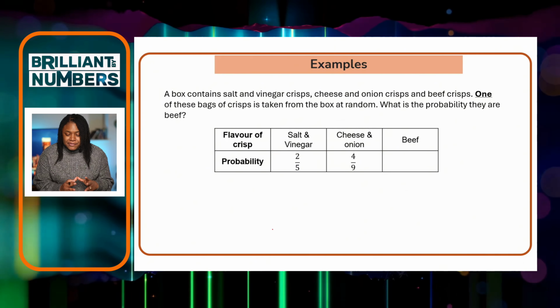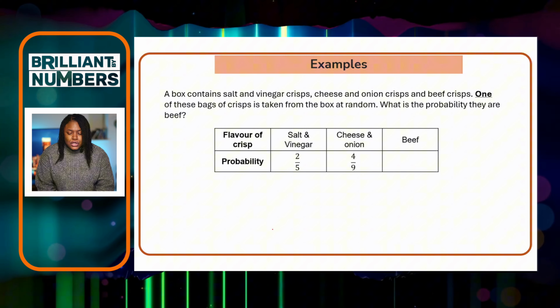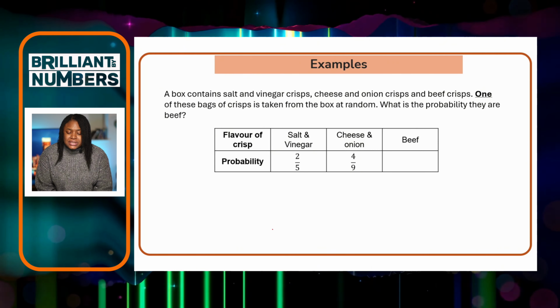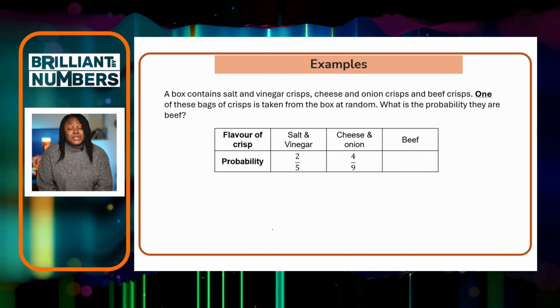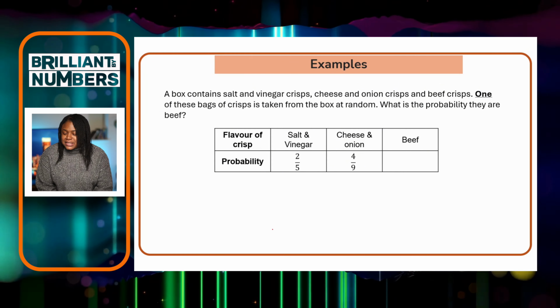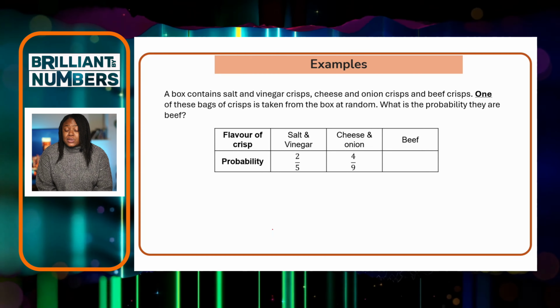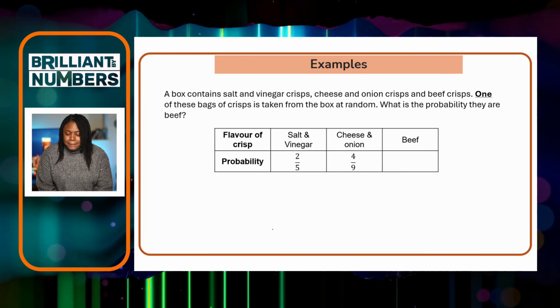Beautiful. So we're going to now look at some examples where we're given some facts and we're asked to calculate the missing variables. In the first example here, we're told that a box contains salt and vinegar crisps, cheese and onion crisps, and beef crisps. One of these bags of crisps is taken from the box at random.